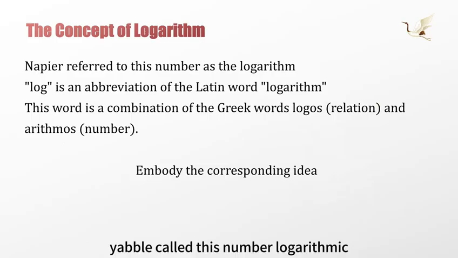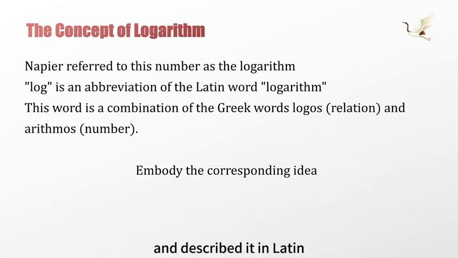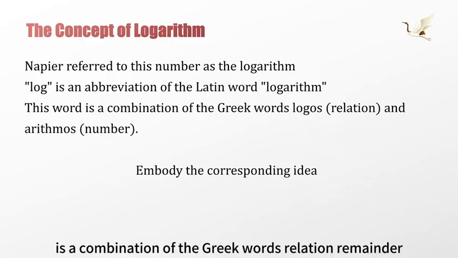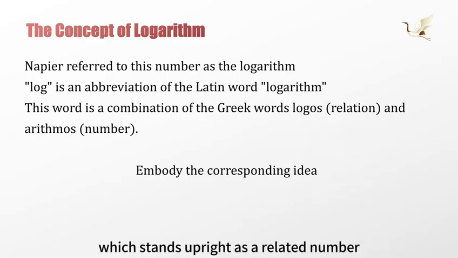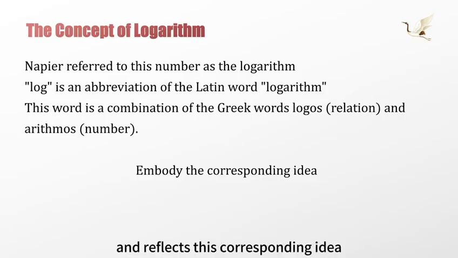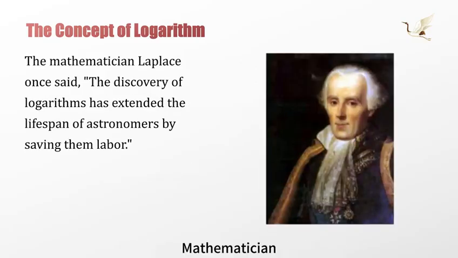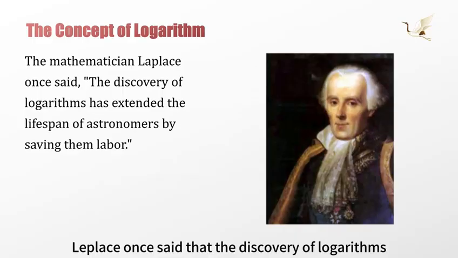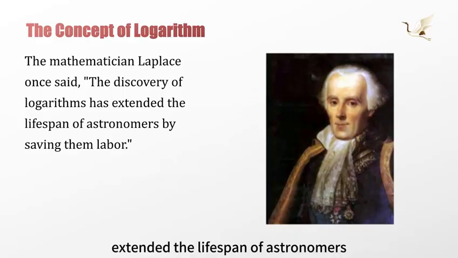Napier called this number a logarithm and described it in Latin. This Latin word is in fact a combination of the Greek words for relation and number, which stands for a related number and reflects this corresponding idea. The mathematician Laplace once said that the discovery of logarithms extended the lifespan of astronomers due to its labor-saving nature.